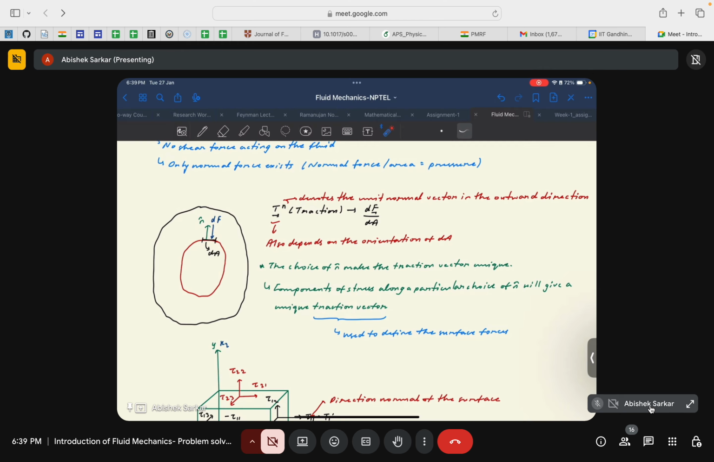From the mathematical point of view, magnitude wise, the traction vector would have a similar unit as pressure, because it is force per area, so it will turn out to be Newton per meter square. But the definition used to define it is a bit more complicated and advanced than a simple definition of pressure. So we look into why it is important and how we do it.